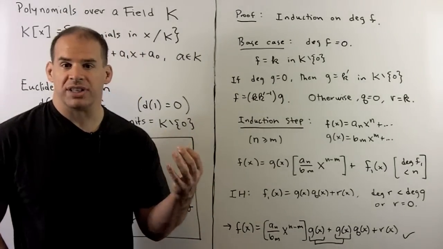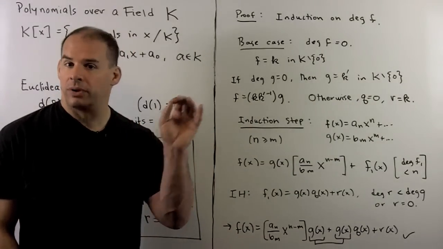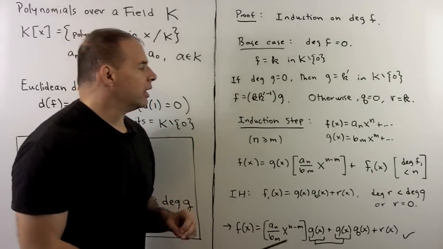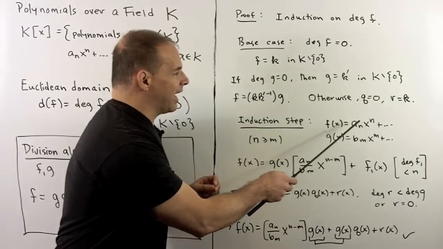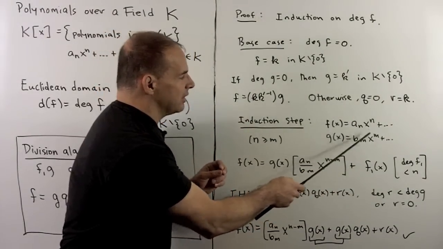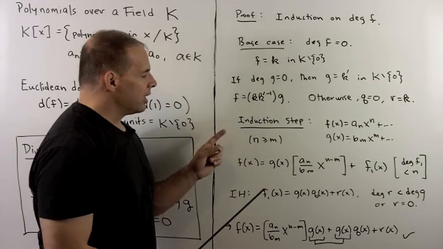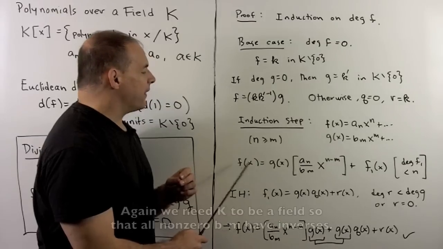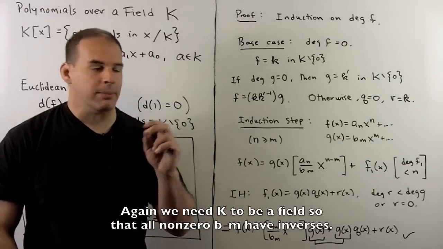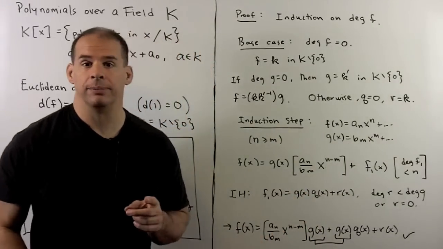Now, for the induction step, we just assume it's true when the degree of f is equal to n minus 1. We'll show that it's true when the degree is equal to n. So I'll assume that f is equal to a_n x^n, and so on. We'll assume that g has b_m x^m, and so on, and n is greater than or equal to m. Now, that means I can write f as g(x) times a_n over b_m times x^(n-m), plus another polynomial with degree strictly less than n.